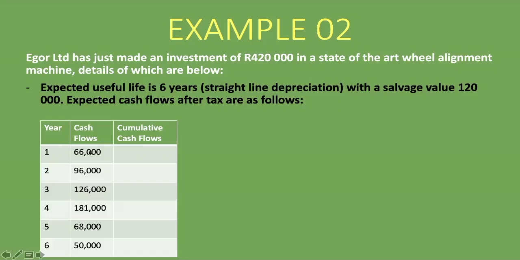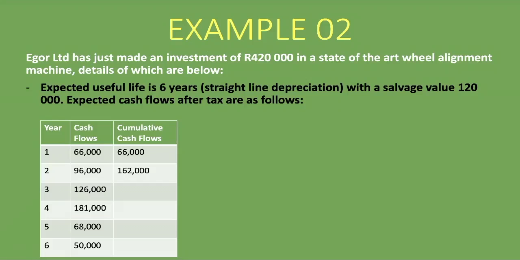Now at the end of the first year, we will have received 66,000 rand. So that means our cumulative cash flows for the project so far at the end of year 1 is 66,000 rand. At the end of year 2, it's 96,000 rand the cash flow. But how much will we have received in total? Well, it's the cumulative cash flow at the end of year 1, which is the 66,000 rand, plus the 96,000 rand at year 2, and it will give us 162,000 rand. That means that by the end of year 2, the project has returned to us 162,000 rand.